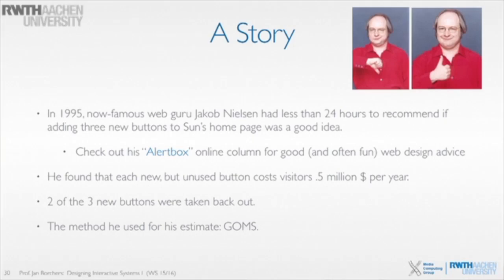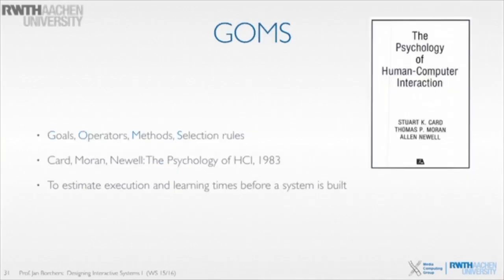As a result of that, 2 of the 3 buttons that were supposed to be added to the homepage of Sun Microsystems back then were taken back out before the release of the website. And the method he used to do this monetary estimate of $500,000 is called GOMS. And GOMS is the technique I want to talk to you guys about for a couple more minutes now.